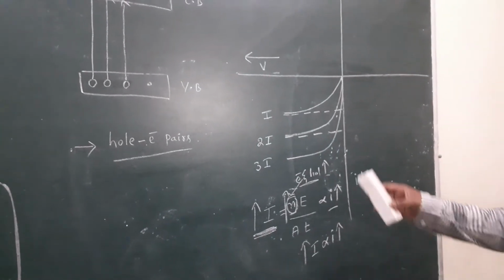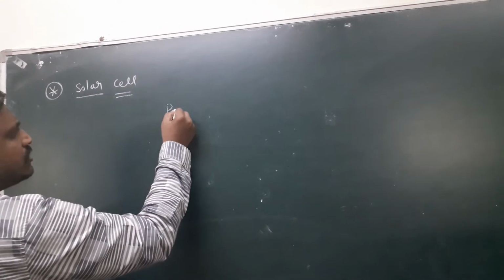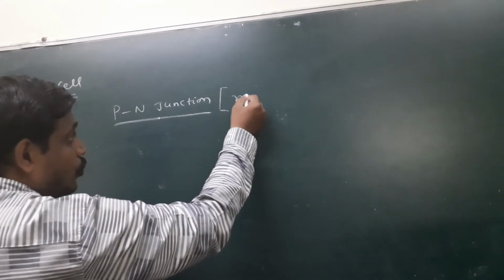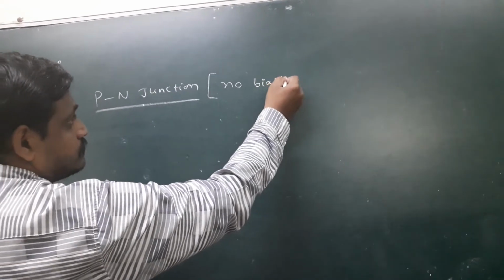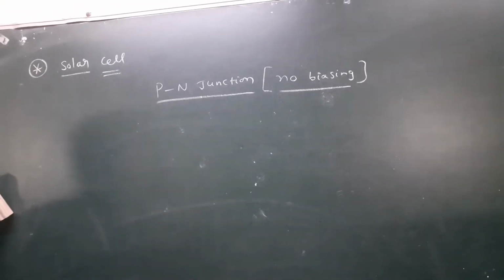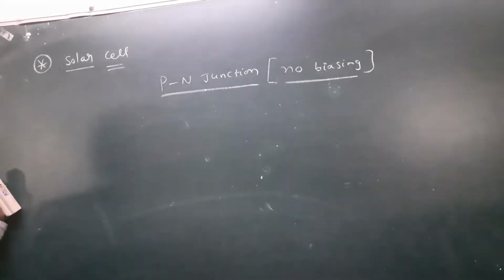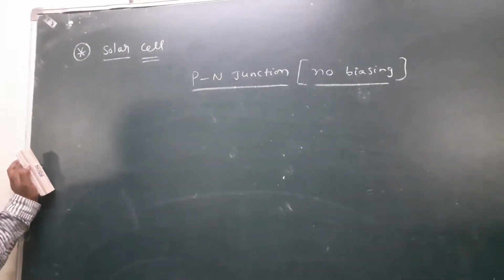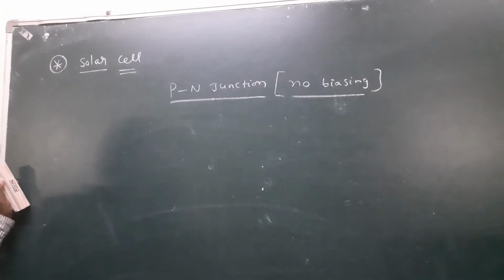Next I discuss the solar cell. Solar cell is nothing but the PN junction diode, but with no biasing. No biasing means there is no connection of battery. But the photodiode is a PN junction diode with reverse bias, whereas the solar cell is a PN junction diode with no biasing, or unbiased.